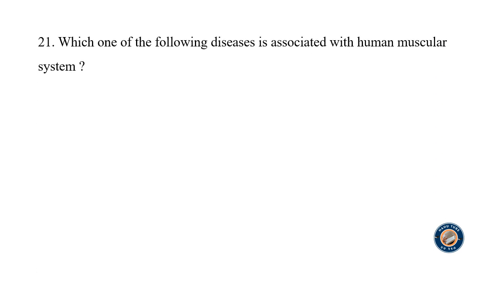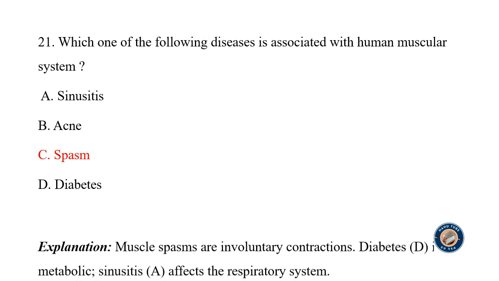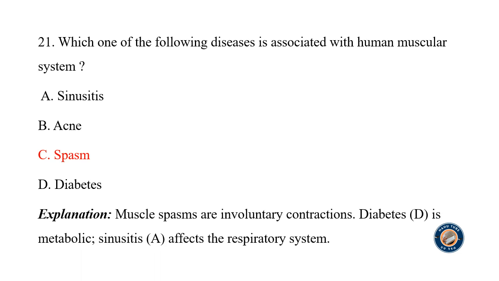Question number 21. Which one of the following diseases is associated with human muscular system? A. Sinusitis. B. Acne. C. Spasm. D. Diabetes. The answer will be spasm. Muscle spasms are involuntary contractions. Diabetes is metabolic. Sinusitis affects the respiratory system. So the answer is spasm.